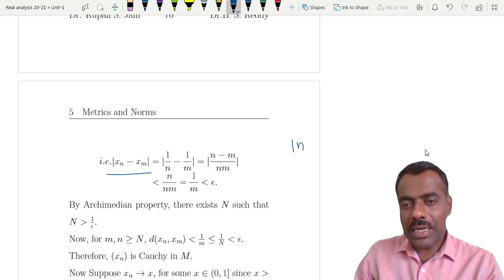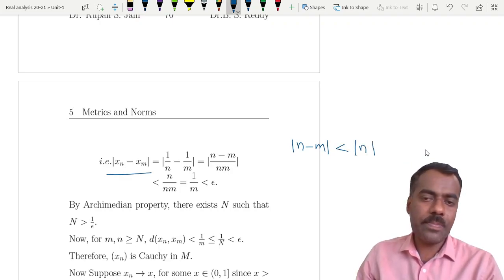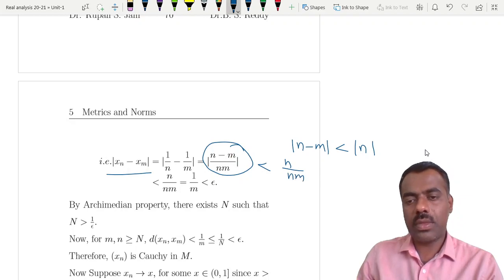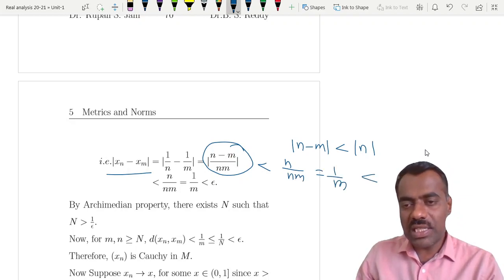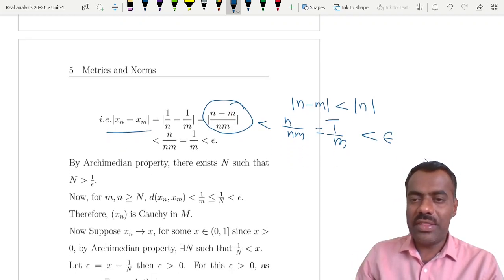So we can see that n minus m, this value is obviously less than or equal to n, right? So therefore this value whatever we are having here is less than n upon nm, right? So that is same as 1 by m. So we want to make sure that this is less than epsilon, and such things we already seen. The Archimedean property will give such things, right?